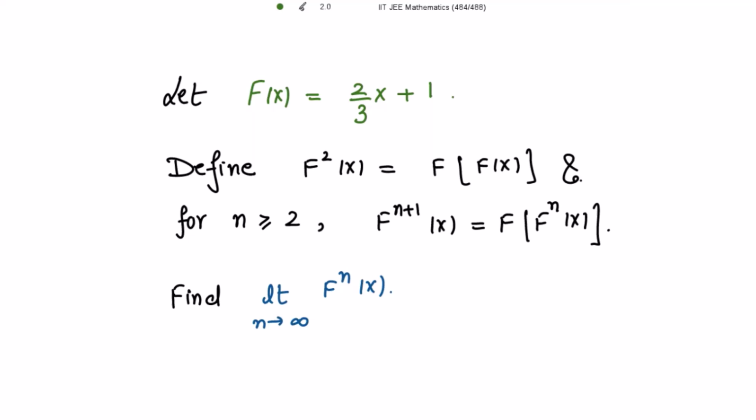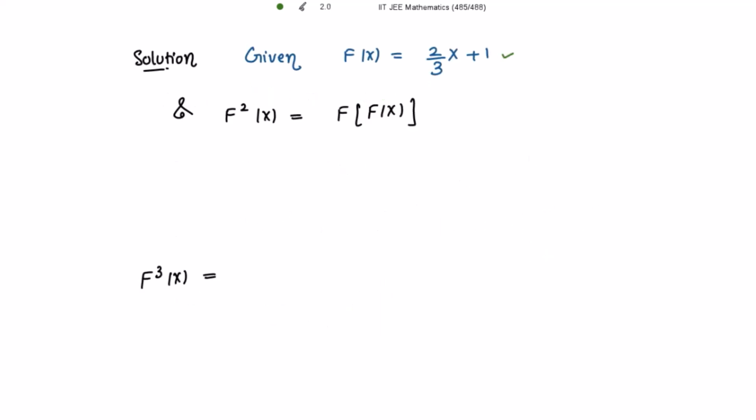This is a very important question on progressions. Let f(x) equal 2 by (3x plus 1), and it is defined that f square x is equal to f of f(x). And for n greater than or equal to 2, we have this result. Then we need to find the limit as n tends to infinity of f^n(x).